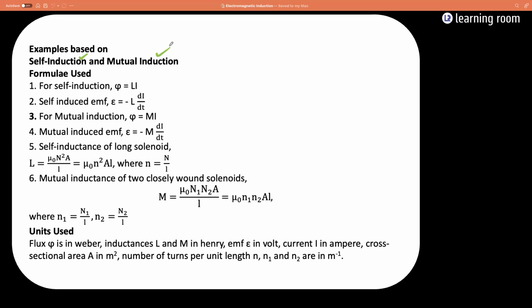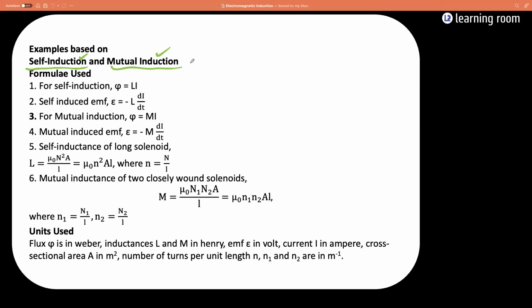Okay? So, tell me, what is self-induction? What does self-induction mean? I want somebody to speak. What is your understanding of self-induction? Why is no one speaking? Nobody knows, sir. Guys, speak up. Sir, change of flux in a coil will induce an EMF in the same coil.